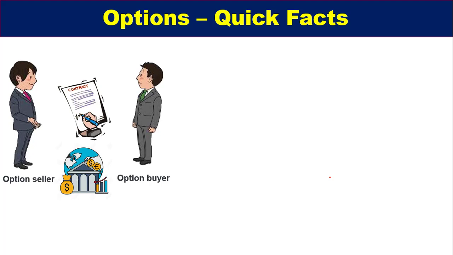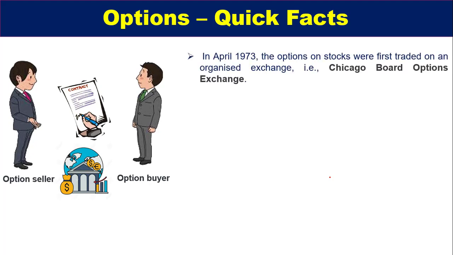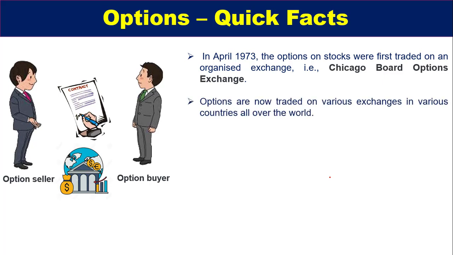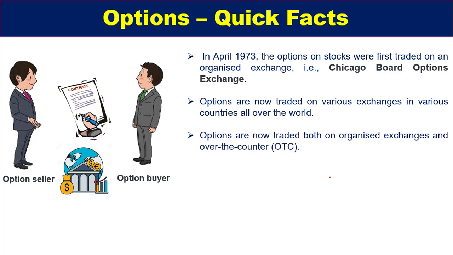Some quick facts we'll be discussing about options. In April 1973, options on stocks were first traded on an organized exchange, which was the Chicago Board Options Exchange. And now the current state is that options are traded on various exchanges in various countries all over the world. As I told you, options are now traded both on organized exchanges and over the counter, but initially it started on organized exchanges.